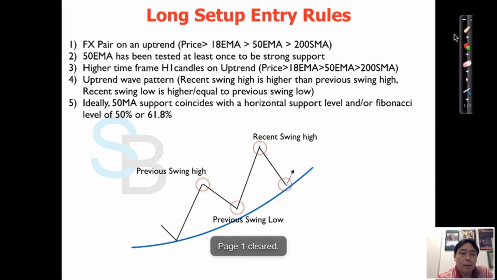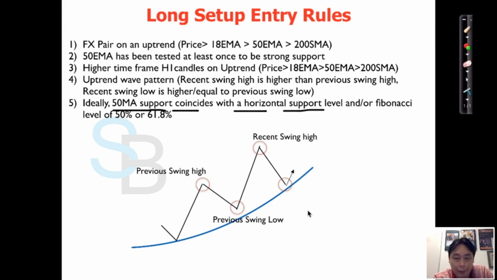Or the 50 moving average support coincides with a horizontal support level. So what do I mean by this? Let me illustrate by a drawing. In other words, it goes up, comes down, goes up, comes down. And this happens to be, for example, the 50 moving average.